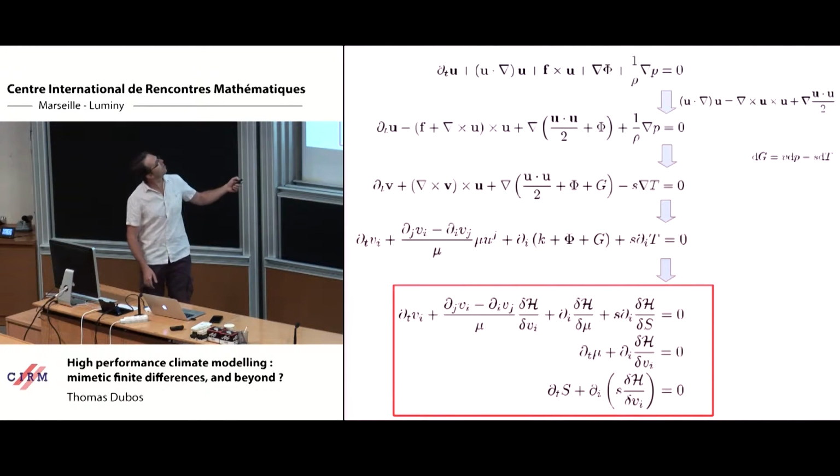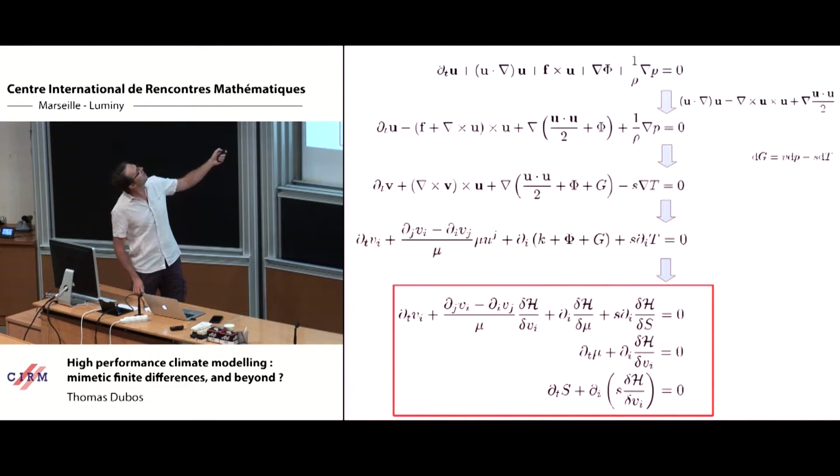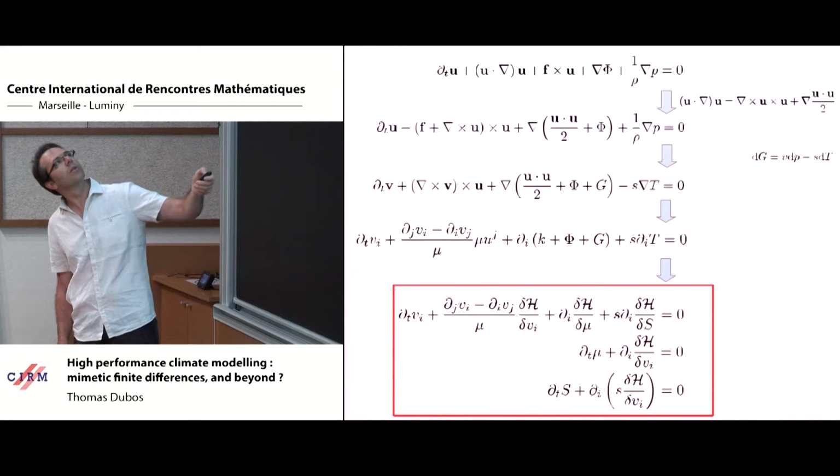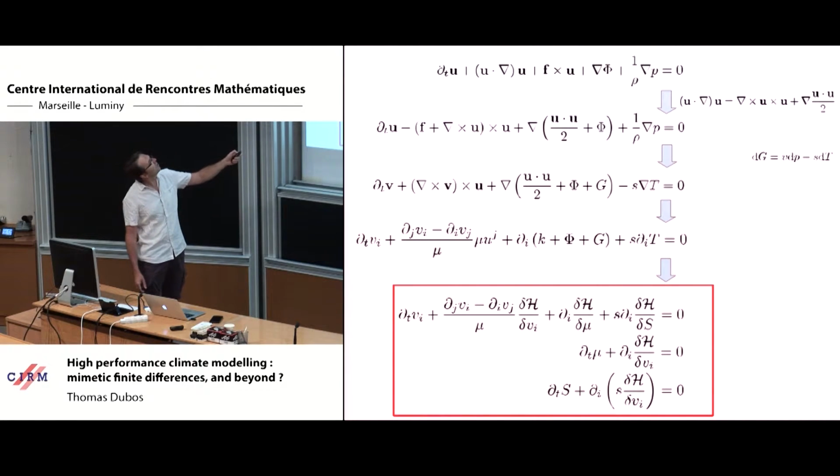So I've written down all the steps here. Fortunately, it looks pretty ugly on the screen. So this is the standard way that we usually write the Euler equation. So d_t u plus u grad u plus Coriolis plus gravity plus pressure gradient is 0. And then you can do the standard transformation. u grad u equals this, right? That's a very well-known trick. You can also use the definition of the Gibbs potential to do this transformation here.